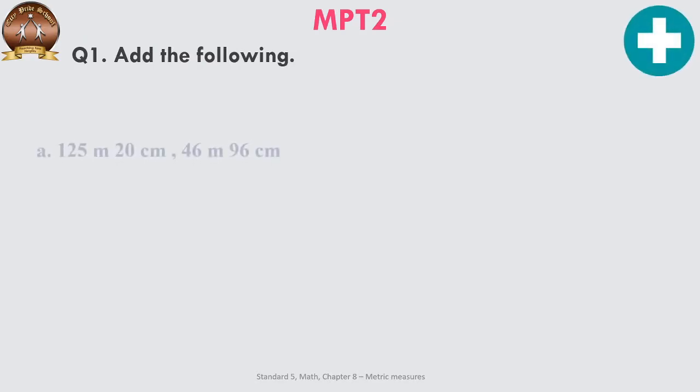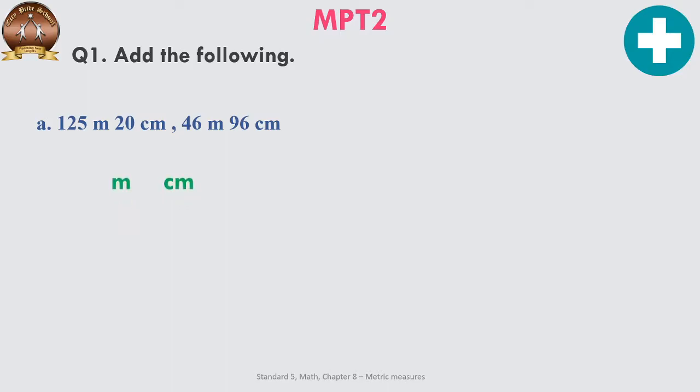I have a question of addition first. The question has meters and centimeters in it. There is a rule to do these questions. We have to separate meters and centimeters and write them one below the other. Like this, meter and centimeter. Below the meter part, 125 and 20. And 46 meter and 96 centimeter will be depicted like this.